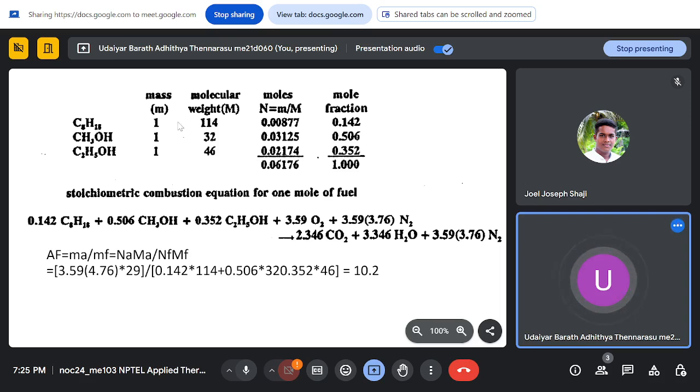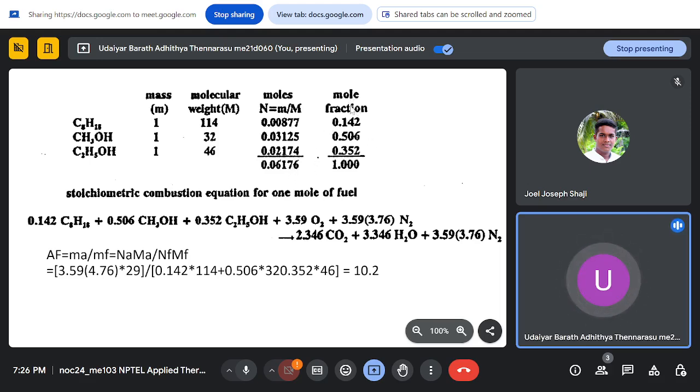If you're taking 3 kgs, each will have 1 kg. The molecular weight of each fuel is: isooctane 114, methanol 32, ethanol 46. With this we can find the moles per kg. 1 divided by 114 gives you 0.00877, for methanol it is 0.03125, and ethanol is 0.02174. So the total number of moles is 0.06176.